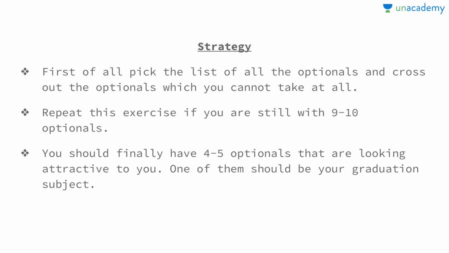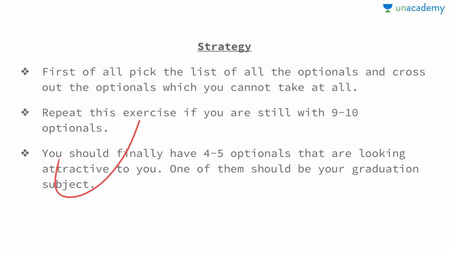Pick out all the optionals which are available and try to cross them out. At the end of the day, you should be left with 4 or 5. Because obviously, if your background is that you're a doctor, there is no way you can take electrical engineering, right? And you should avoid subjects like electrical engineering, mechanical engineering, civil engineering, etc., which are technical subjects. Try to repeat this exercise if you are still left with 9 to 10 optionals. Finally, you should have 4 to 5 optionals, and they should look very attractive. And one of them should be your graduation subject. If it is possible, fine. If it is not possible, then move forward.